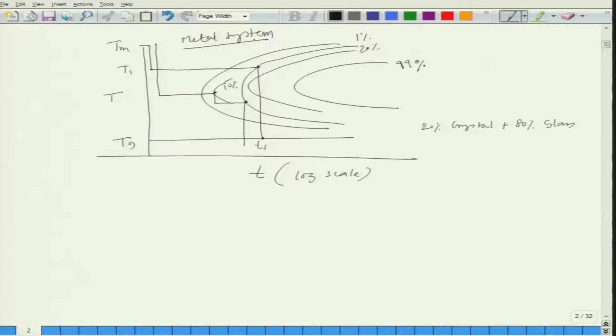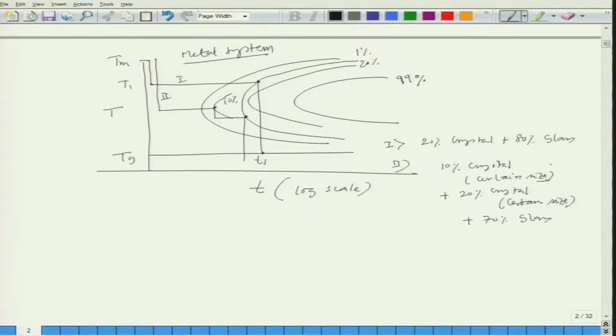If it is a polymer, the situation would be similar, but that would be polymeric crystal and polymeric glass. Like that I can have, for example, in this second case, this is the first case, second case I can have 10% crystal of certain size plus 20% crystal of certain size plus 70% glass. And why am I saying certain size?